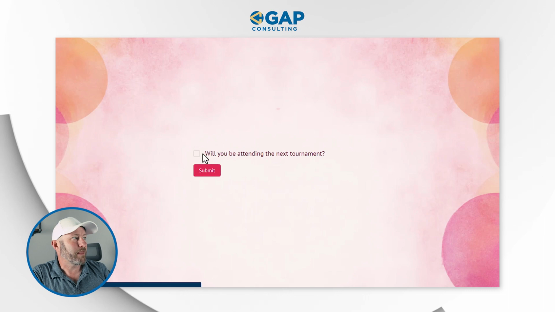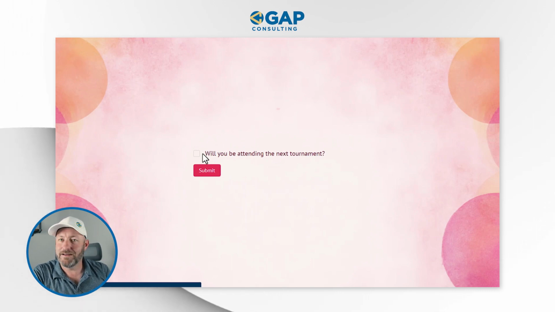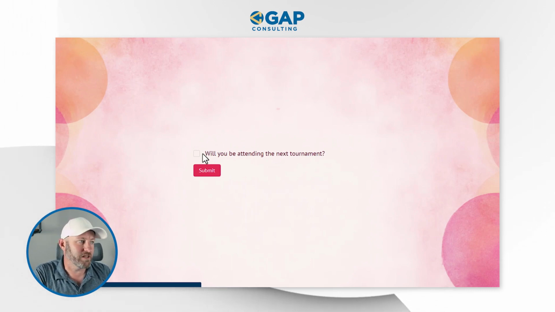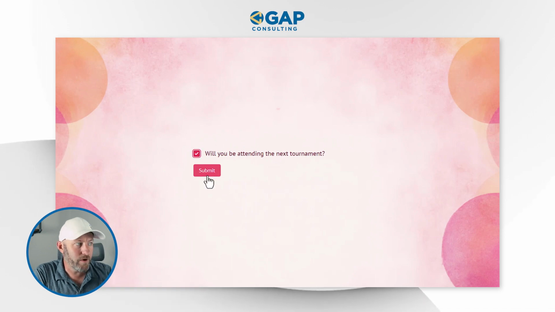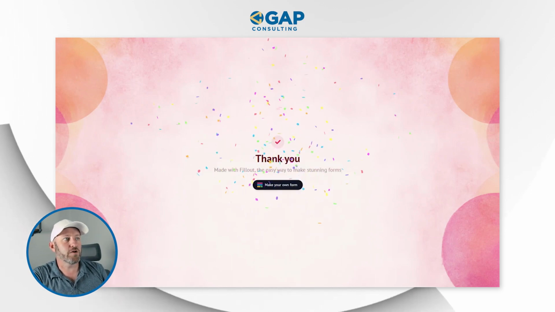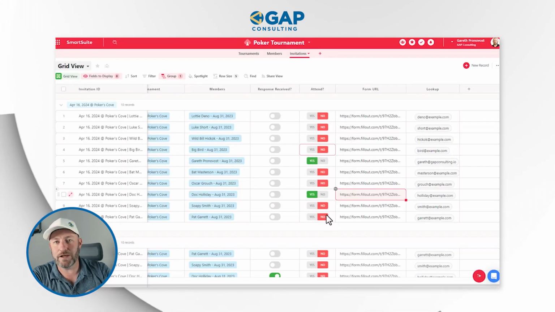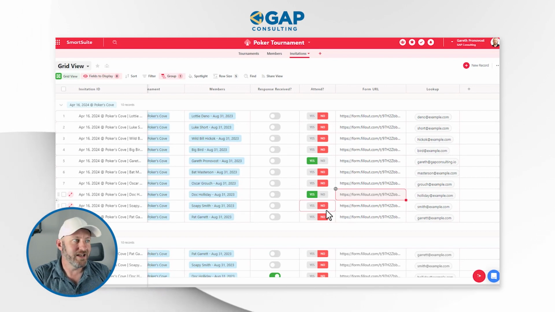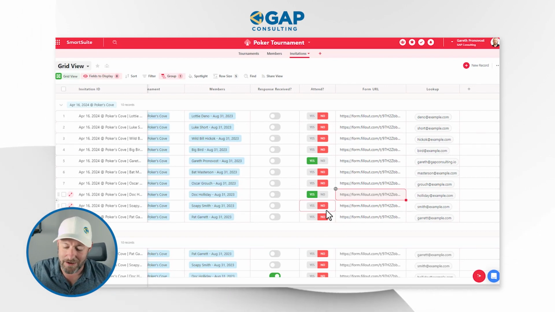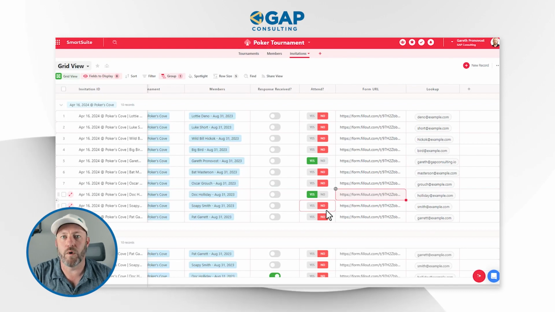And right from here, they're going to be able to pop on in, make a selection of whether or not they will attend, select that they will be, submit that, and of course that information is going to be instantly reflected back inside of SmartSuite. This enables us to track and monitor all of that information in one place.